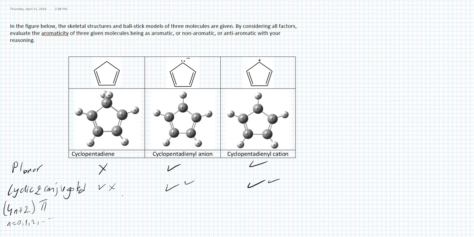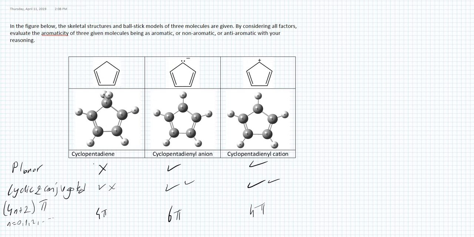How about the last criteria? Let's look at the first molecule, cyclopentadiene. It has two double bonds. It means that we have 4 pi electrons. How about cyclopentadienyl anion? We have 2 double bonds as pi bonds, and also a lone pair. We have 6 pi electrons. And let's look at the cation, cyclopentadienyl cation. It has 4 pi electrons because of these two double bonds. So let's look at which one is going to be aromatic, which one is going to be non-aromatic, and which one is going to be anti-aromatic.